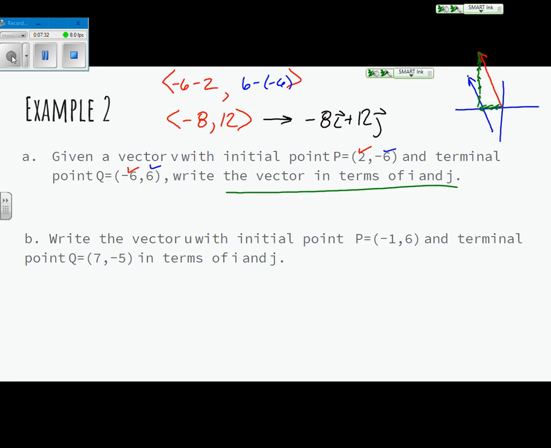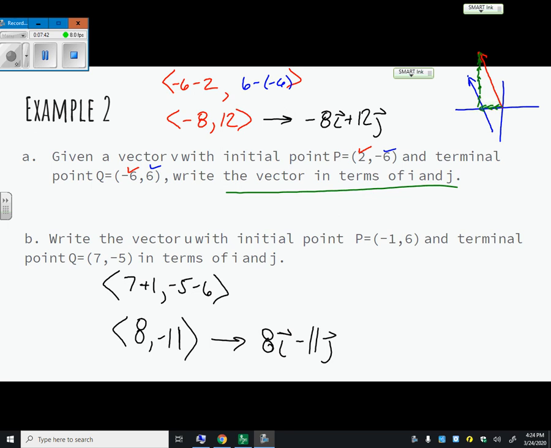Okay, you try part b. Hit pause on the video, and then I'll work it as well, and then we'll come back. Terminal minus initial, terminal minus initial, terminal minus initial. Get that in your head, all right? The best you can.